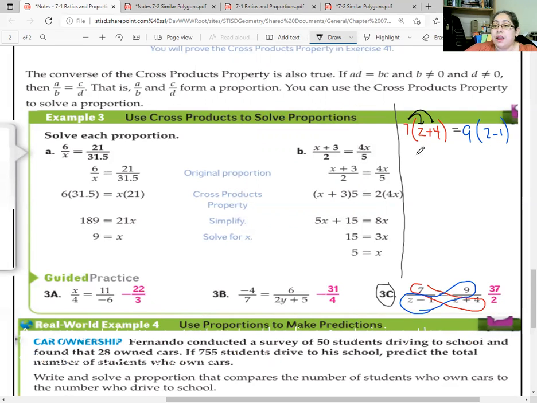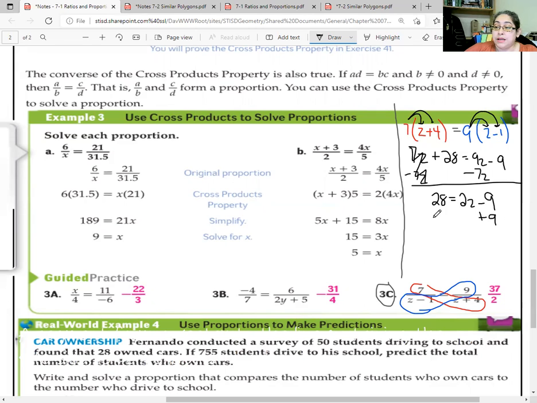distribute and solve. So 7 times z is 7z. 7 times 4 is 28. 9 times z is 9z. And 9 times minus 1 is minus 9. Subtracting 7z from both sides gives me 28 on the left, 2z on the right. The minus 9 on the right is going to fall down because there's nothing under him.